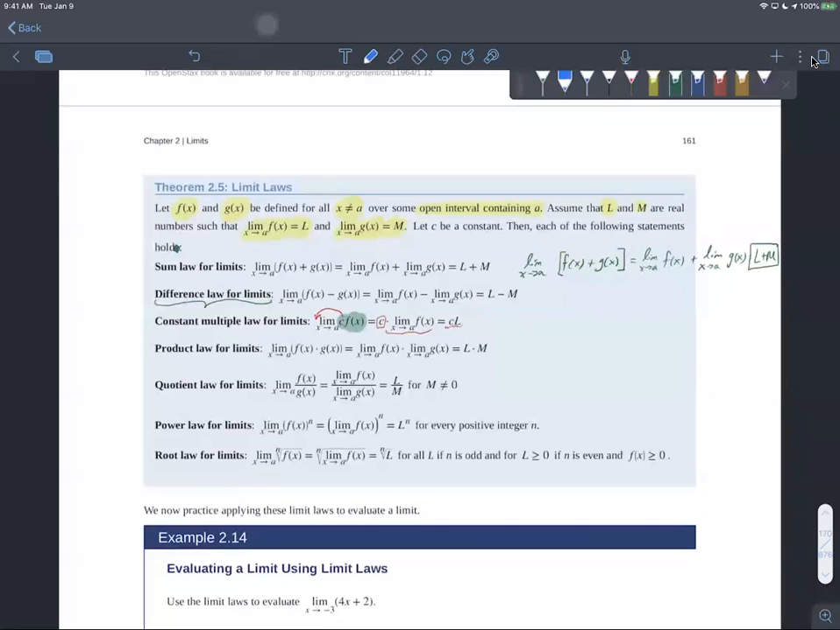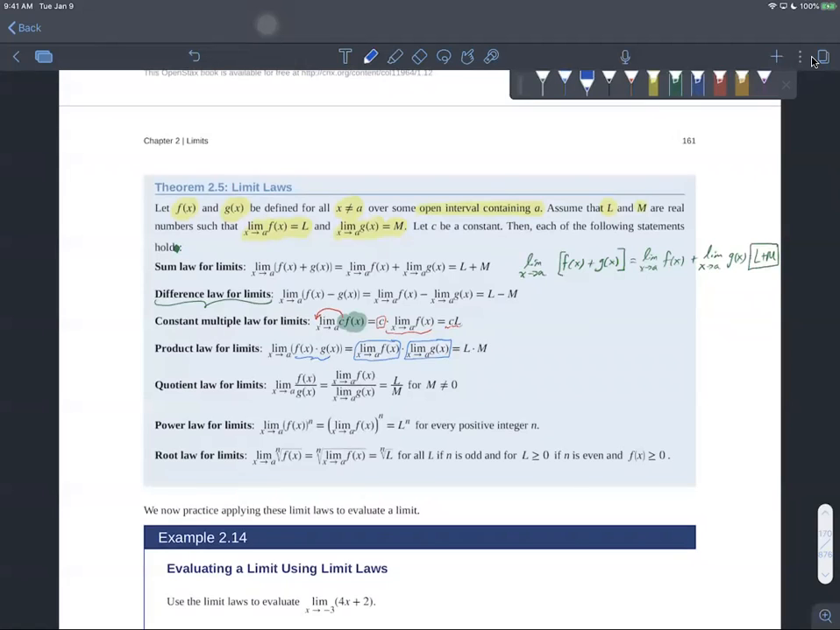The product law for limits. The limit of a product of two functions, f and g, is just the product of the limit of f and the limit of g, right? So it breaks up into the limit for f and the limit for g, and those are L times M. Okay, very good. The quotient law for limits, again, a similar idea here. This is kind of what we would expect.